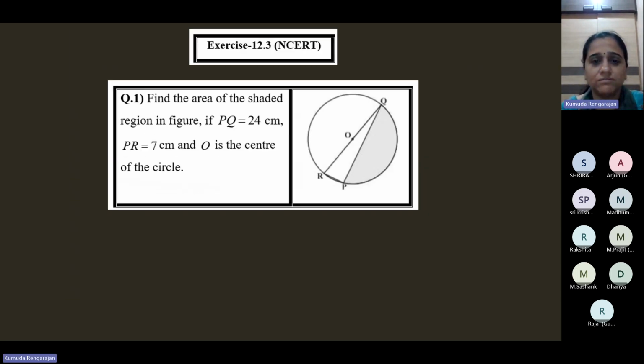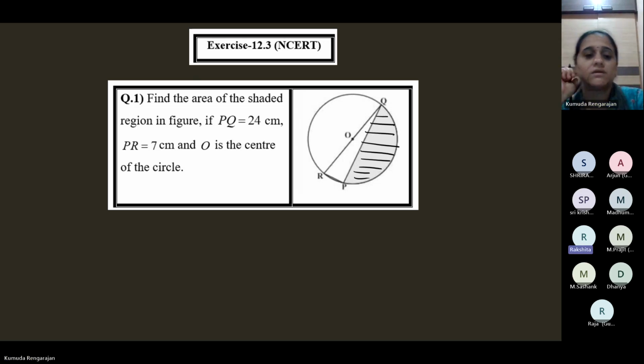We'll come to this later. We need to find the area of the shaded region, this one. Find the area of the shaded region.